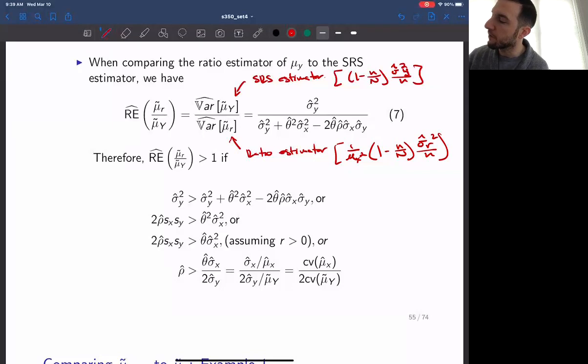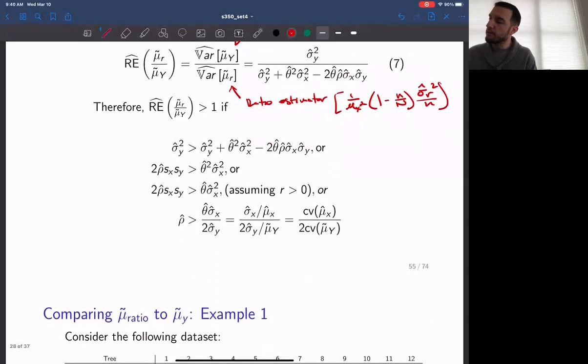So here we have sigma squared y, and then on the bottom, we have sigma squared y plus theta hat squared, which is our estimate of the ratio, multiplied by sigma squared x minus 2 times theta times the correlation between y and x, multiplied by the standard deviations of x and y respectively. So in this particular situation, if we don't know mu x, we can still compare the efficiencies of the two variations. Though that being said, to compute the variance in a general situation, we would have to have mu hat x, but it's worth pointing out that we can write the comparison this way.